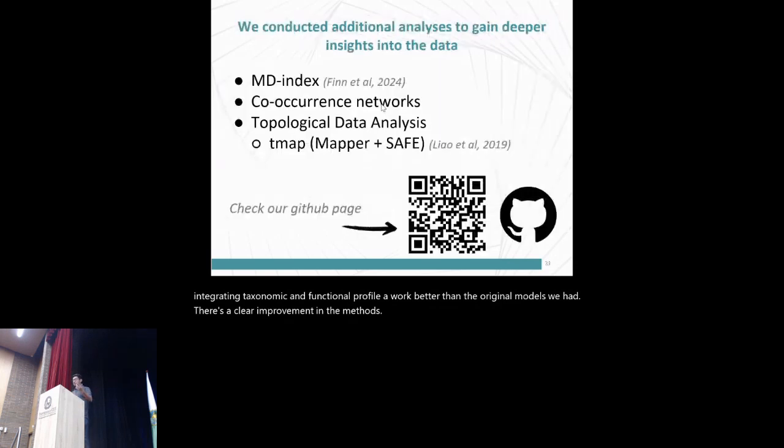Finally, I want to say that we also conducted many additional analyses, but I don't have time to talk about them. We also worked with some other indexes like the MD index. We also built co-occurrence networks. And we also experimented with topological data analysis. Specifically, we used a tool called TMAP, which is a mixture of the Mapper and SAFE algorithms. If you want to check the results of this analysis, you can check the GitHub repository.